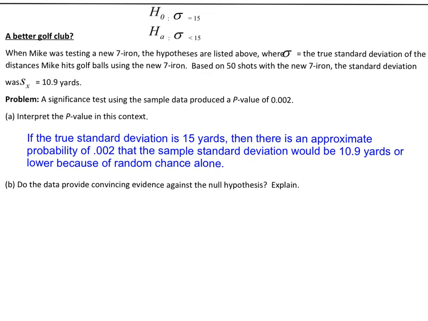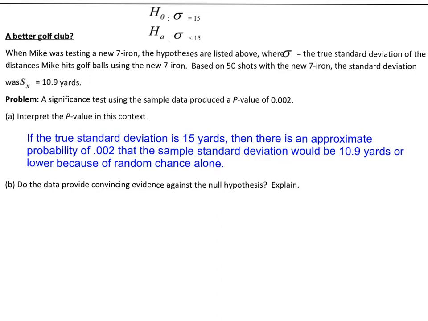All right, so we have a p-value. Mike goes and hits some shots with the new 7-iron. They go pretty well. Standard deviation was 10.9. Okay, 10.9. We were assuming that it was going to be 15, and it was lower. And it turns out it was a lot lower. Okay, the p-value kind of tells us how extreme it was.